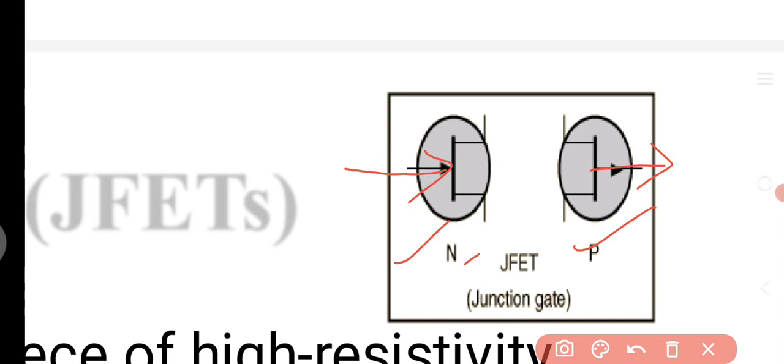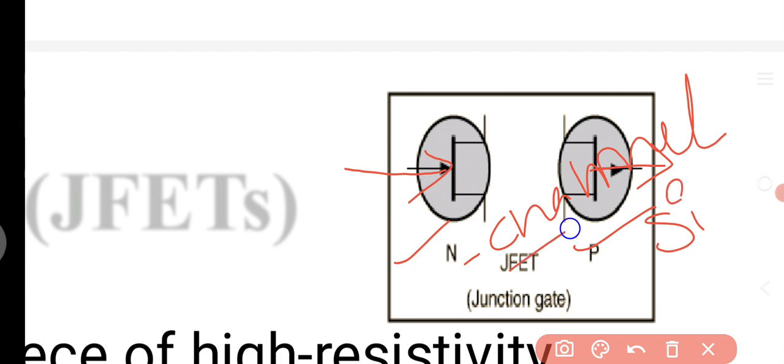So N channel, that means we call it a channel. This channel is made by the semiconductor, that semiconductor being silicon. This channel will be used to flow the majority carriers through it.